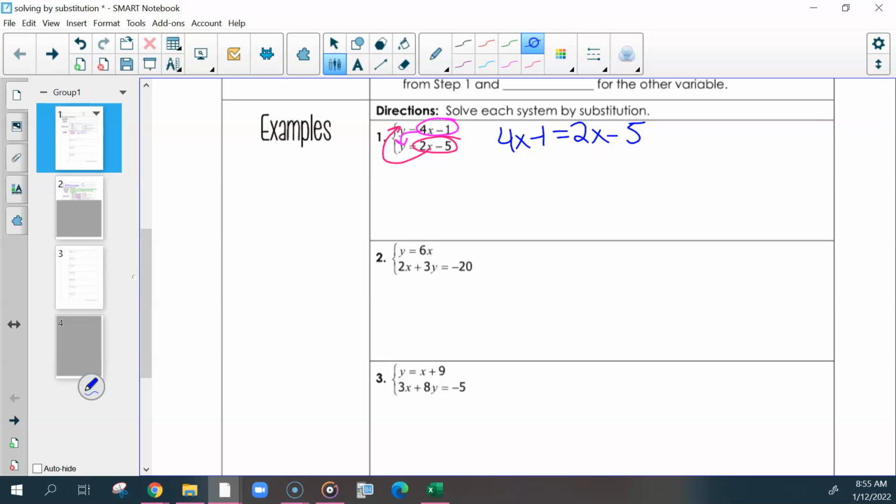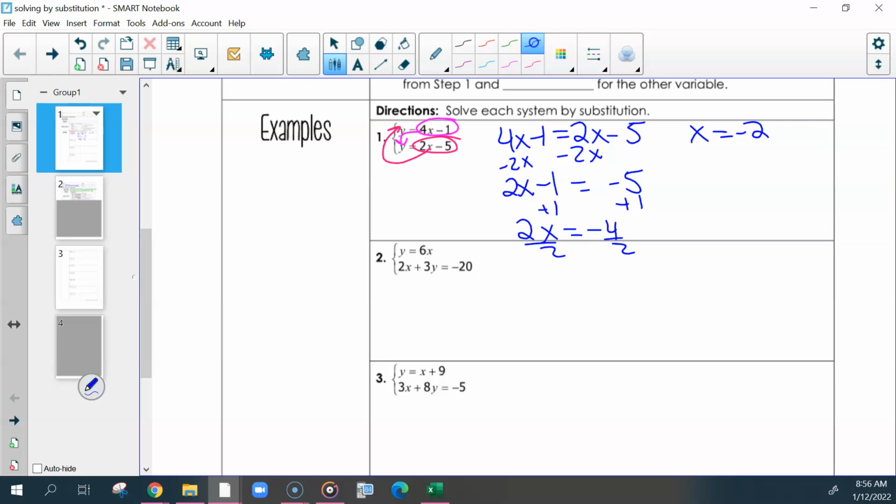Without solving this, what type of solution are we going to get? 1. So keep that in mind. Now we can start solving this. What do we want to move first? 2x. Okay, so we can subtract 2x on both sides. Now we have 2x minus 1 equals negative 5. Because we moved the 2x, we now need to move the 1 by adding it. And then solve for x so that x equals negative 2.